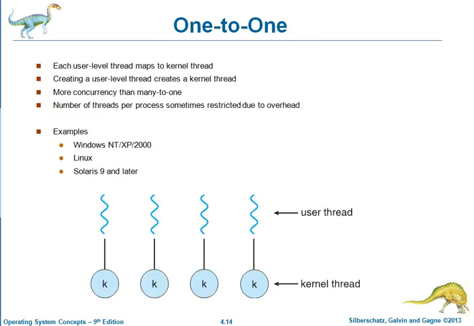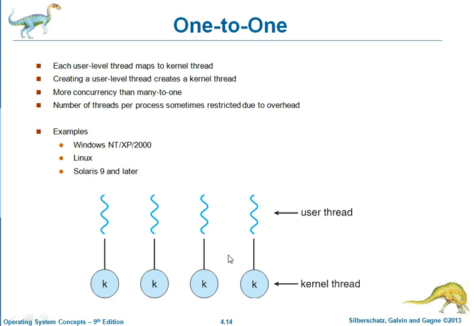I skip. We have the one-to-one model. One-to-one model maps each user thread to a kernel thread. It provides more concurrency than the many-to-one model by allowing another thread to run when a thread makes a blocking system call. It also allows multiple threads to run in parallel on multiprocessors.